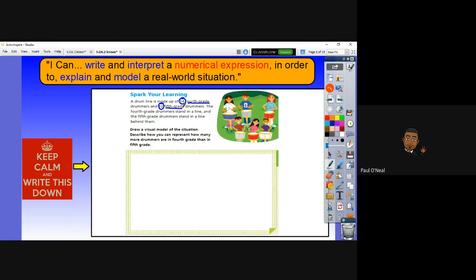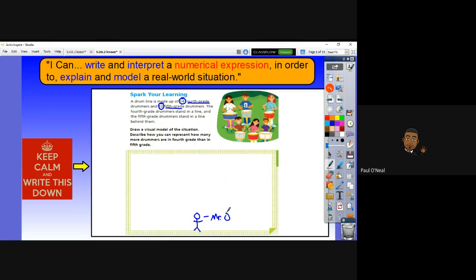It says, draw a visual model of the situation. Now, I'm not looking for a Picasso drawing. I don't need you to draw what you believe a drum line would look like. No, you just want to make a visual representation to help you understand this problem better. So I know we have fourth grade and we have fifth grade. So I'm going to go ahead and do this because I'm going to act as if the drum major, right, is of course standing there. I'm going to say that's Mr. O'Neill, right? Again, I play the drums, so I'll be the drum major, okay?